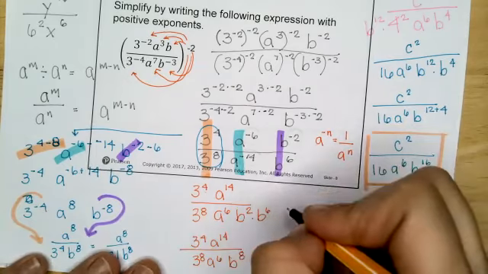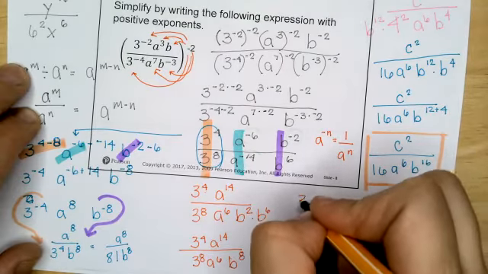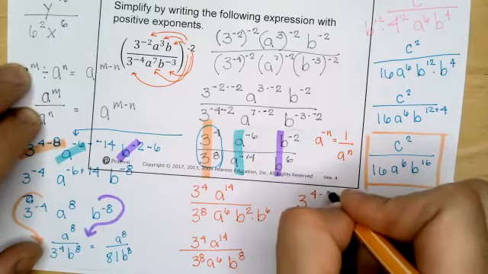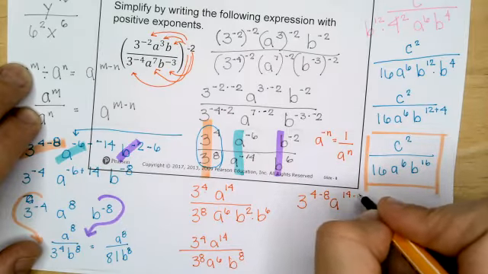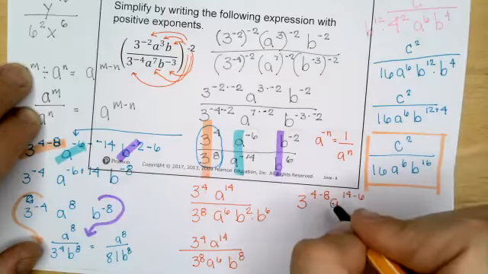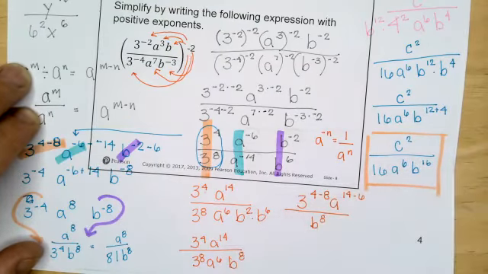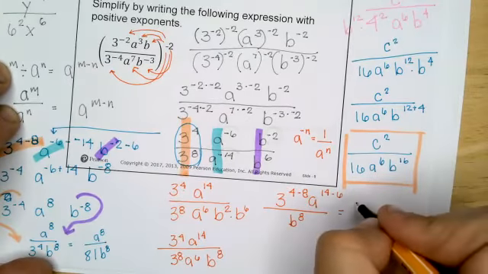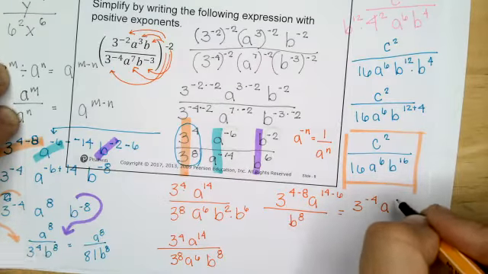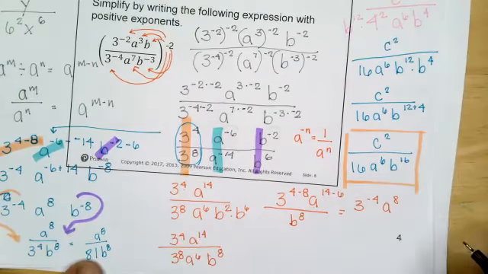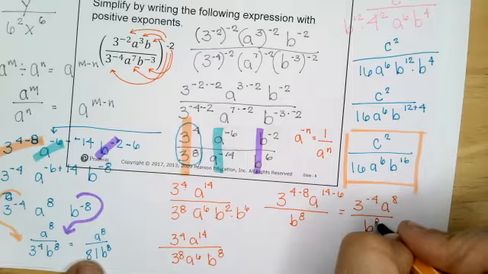Okay. Now we're going to use the rule of subtraction. If it's being divided, we're going to subtract it. So we have 3 to the power of 4 minus 8, A to the power of 14 minus 6 over, there's no B's left, so we're just going to leave the B on the bottom. B to the 8th. That means we get a 3 to the power of negative 4, and we get an A to the power of 8. So you're kind of seeing a pattern over B to the power of 8.